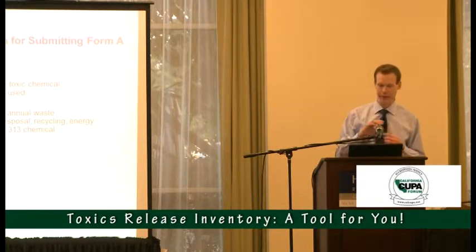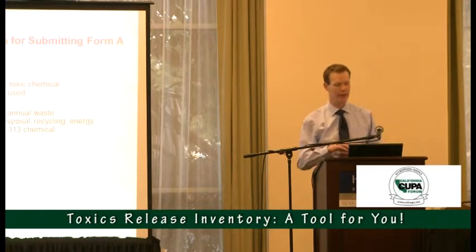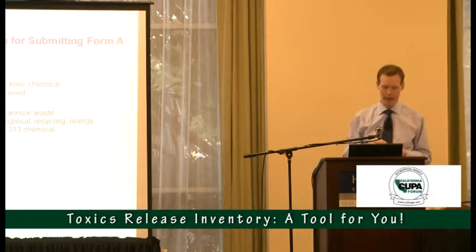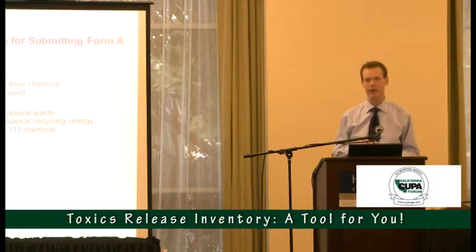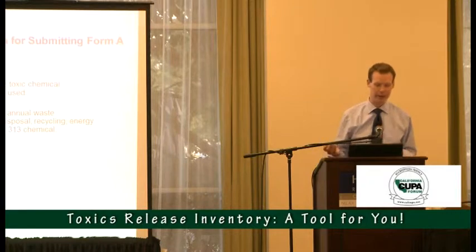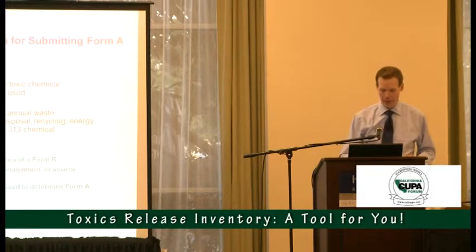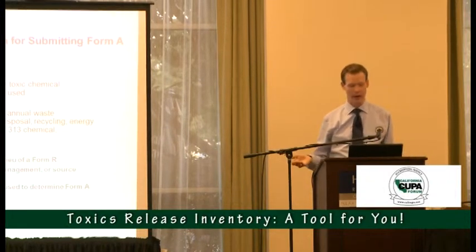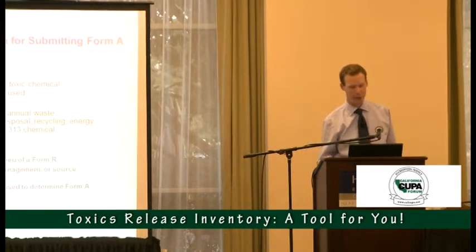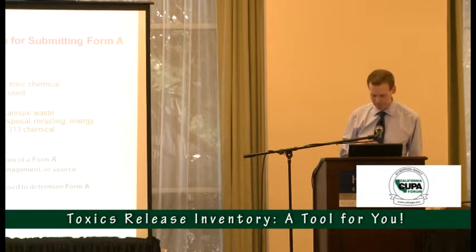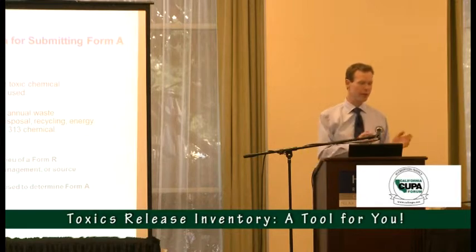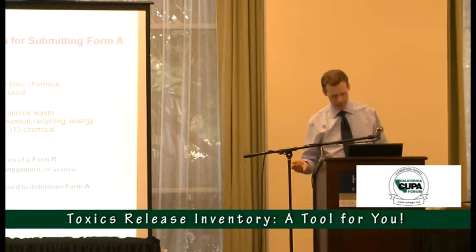And the facility must not exceed 1 million pounds of manufacture, process, or otherwise use of that chemical, and not exceed 500 pounds of total waste management, including releases, recycling, energy recovery, and treatment for that chemical. So if this alternative threshold is met, you have the option to file a Form A in lieu of a Form R. Many facilities will submit a combination of Form A's and Form R's.